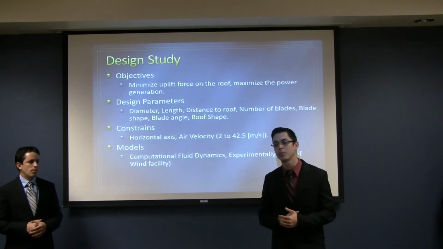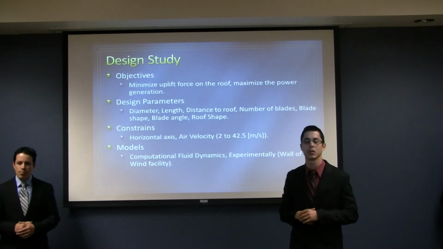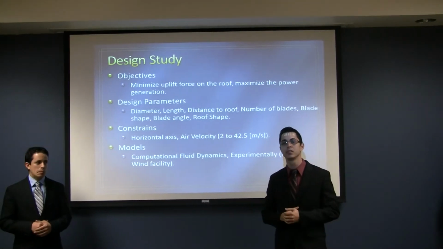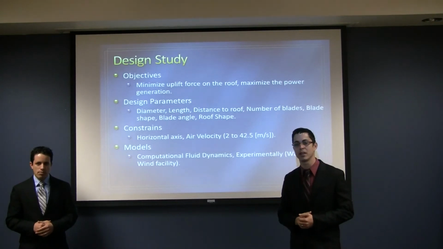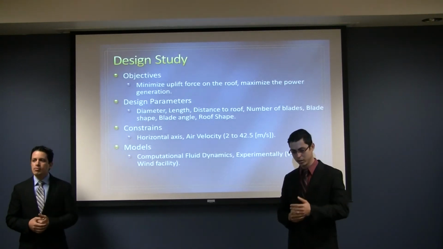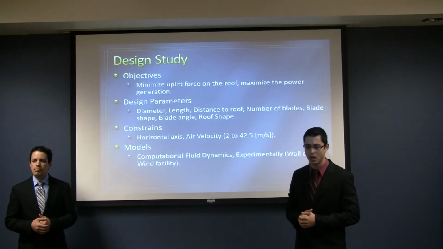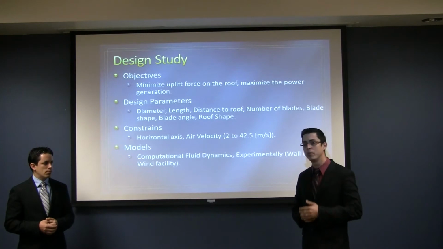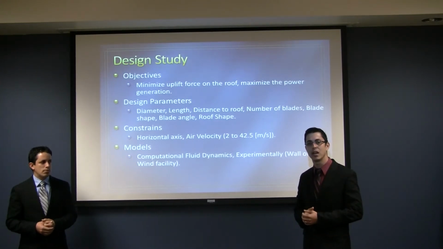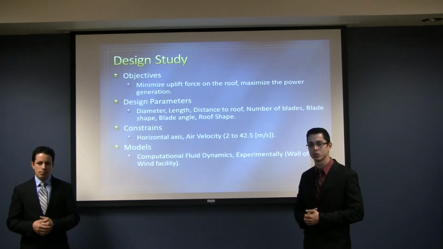Since this is a preliminary prototype, further testing and validation are required. In order to accomplish this goal, we have to take into consideration different design variables such as length of the turbine, number of blades, shapes, and also different roof geometries. For further testing, we will be using the FIU Wall of Wind, and we also want to continue to use CFD analysis to correlate both results.